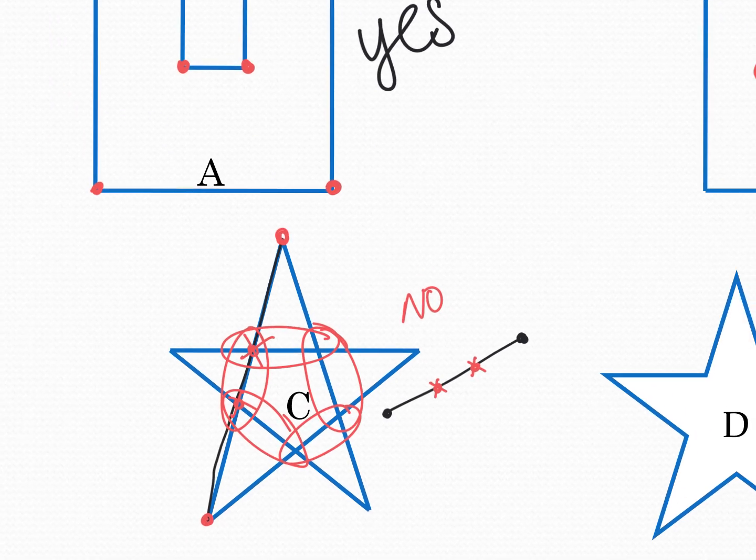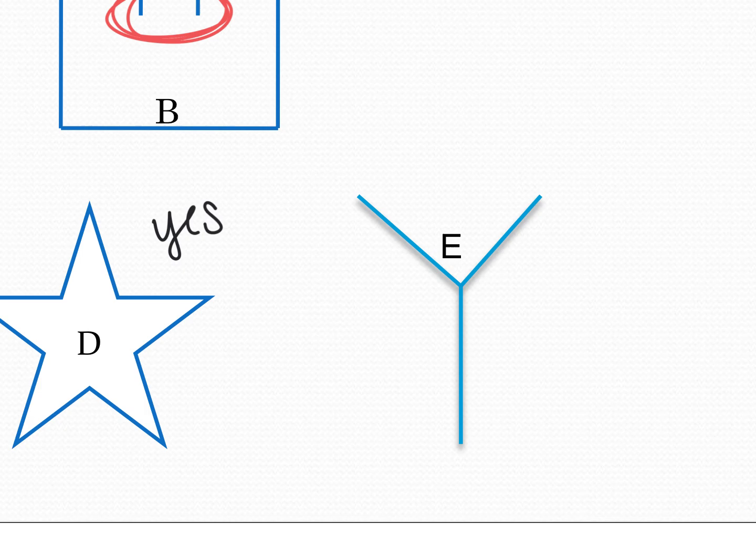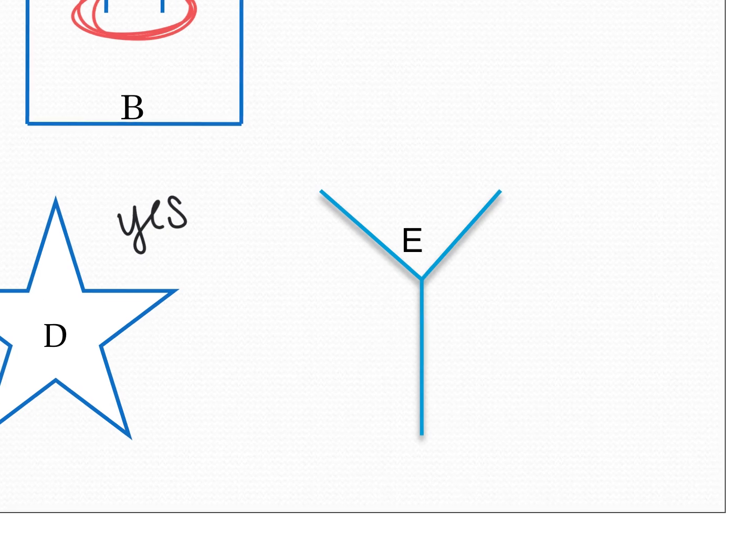So now looking at D, is this a polygon? Yes, it is. Okay, so this one is a yes. Again, there's nothing overlapping here, so it's yes. And then looking at E, is this a polygon? No. There's a lot that's not going on here. It's not closed. There's no endpoints. It's not a polygon.